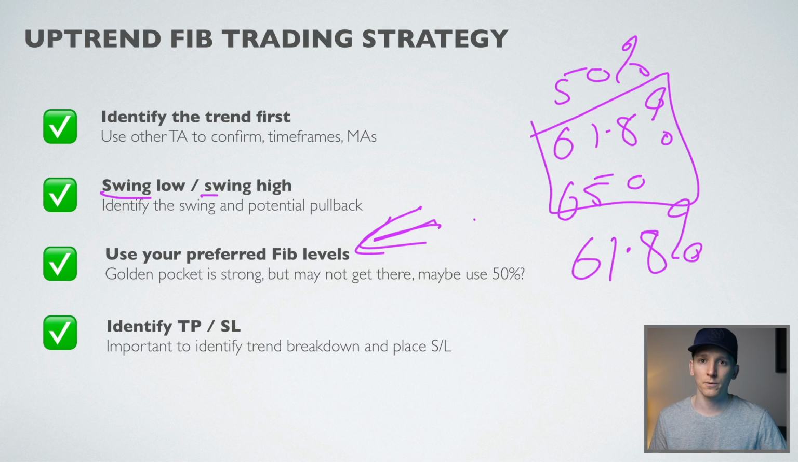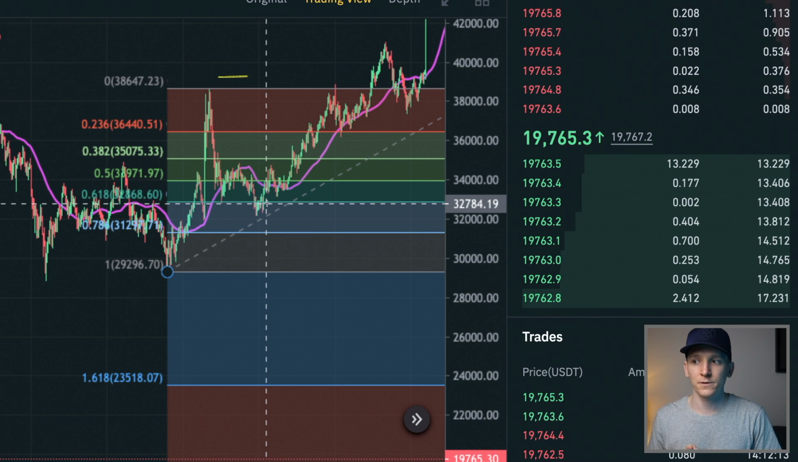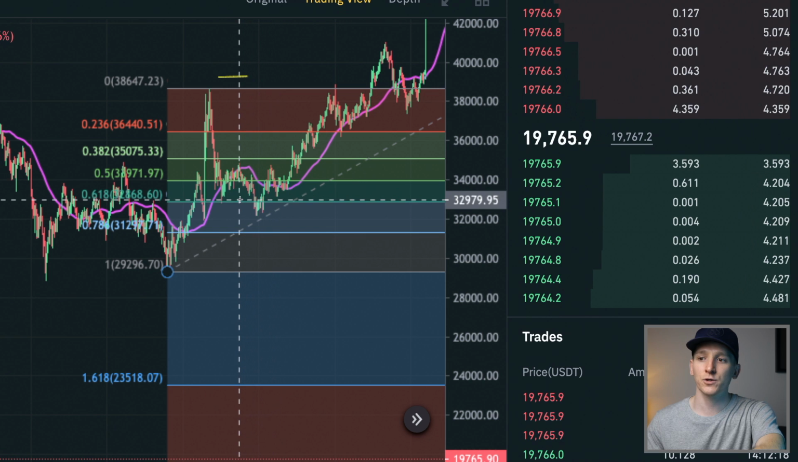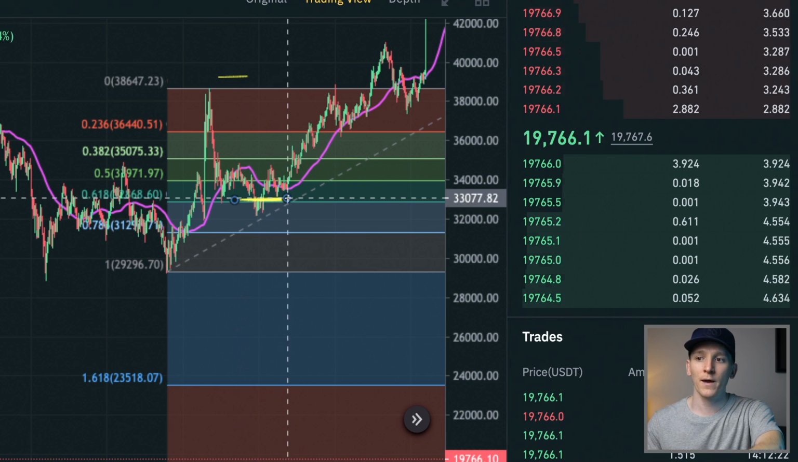We're going to trade that golden pocket. And then what we want to do is obviously place a stop loss below this. So if you're day trading, if you don't know about stop loss and take profit, videos in the description as well, and the crypto investor course goes through that step by step. But if you place a trade around the 61.8 fib level, which a lot of people do, you have to prepare for it to go lower.